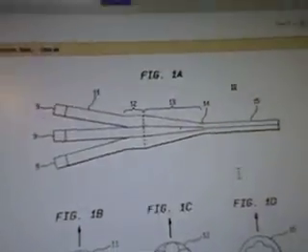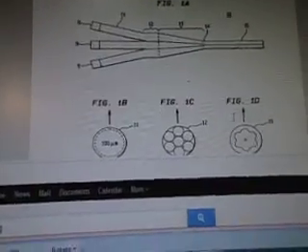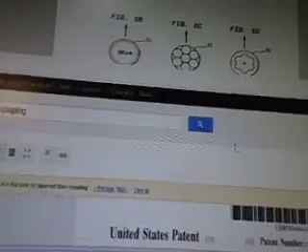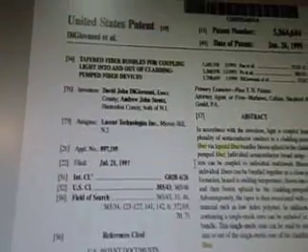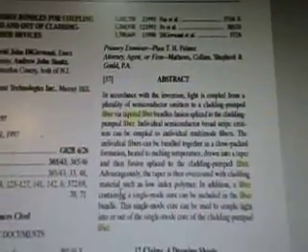So this is the tapered fiber bundles for coupling light into and out of cladding pumped. This is his patented invention that came up from the Wow signal. There's the information, the abstract. In accordance with the invention, light is coupled from a plurality of semiconductor emitters to a cladding pumped fiber via tapered fiber bundles, fusion splice to the cladding pumped fiber.